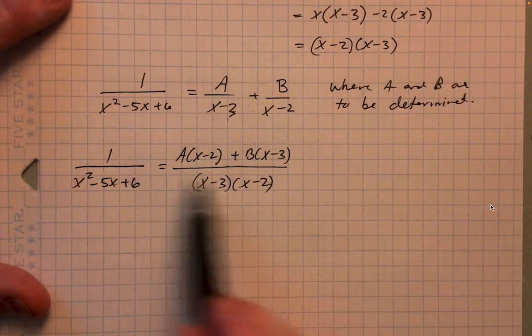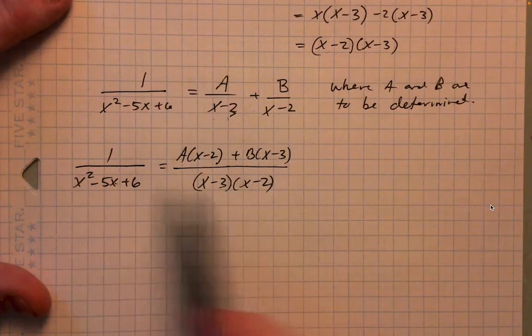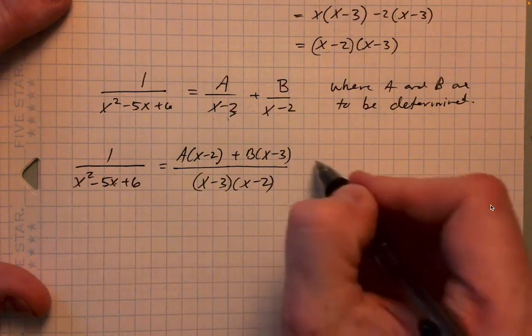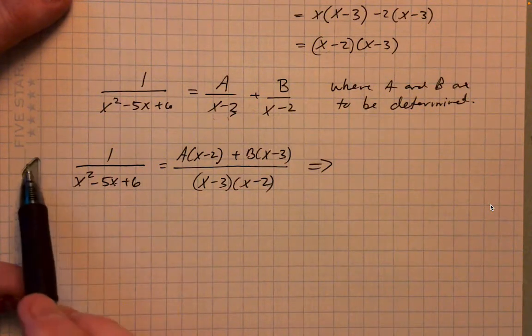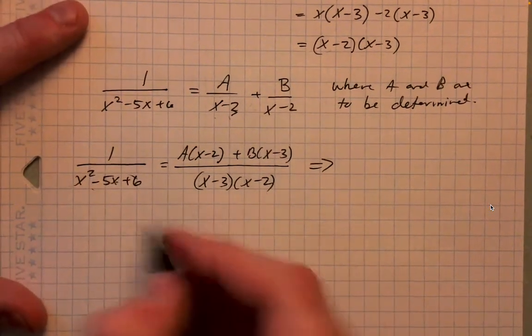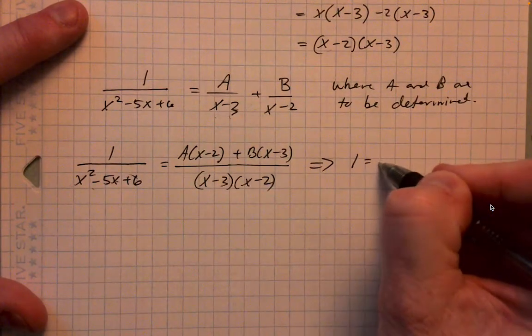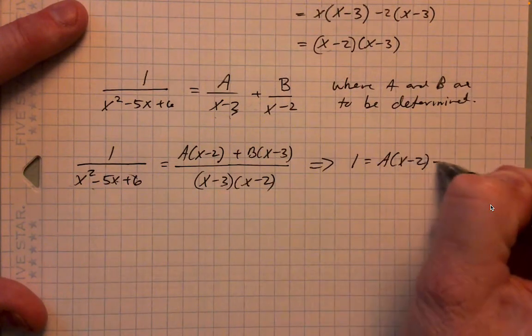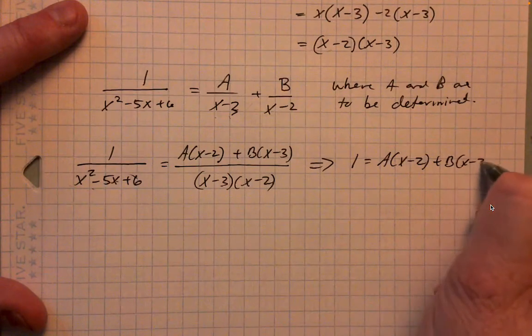Okay, now remember, these denominators are the same, so you can just disregard them. You can think of it as multiplying through by the value of these denominators. And so then you get 1 equals a times x minus 2 plus b times x minus 3.